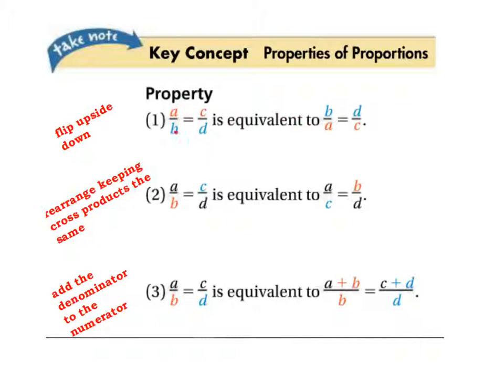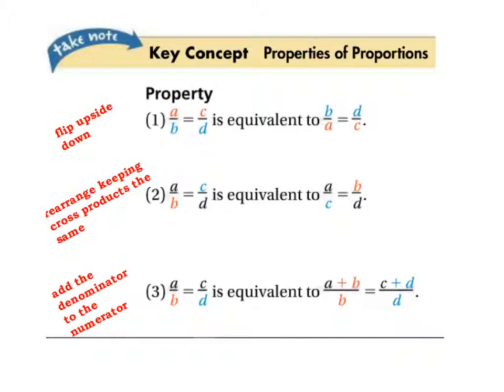Instead of having A over B, I put B over A. And as long as I do it on the other side also, the cross products still end up being B times C and A times D. So it's okay to flip that upside down. You're still going to have the same proportion. Right? Another way, and again, any way that you can rearrange it and keep those cross products the same, you're good to go.